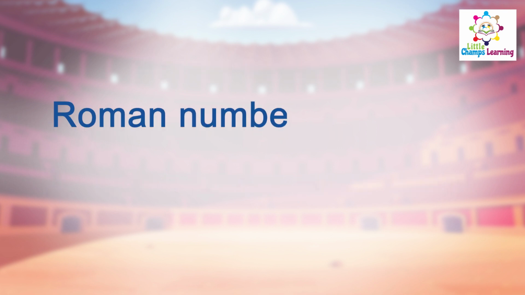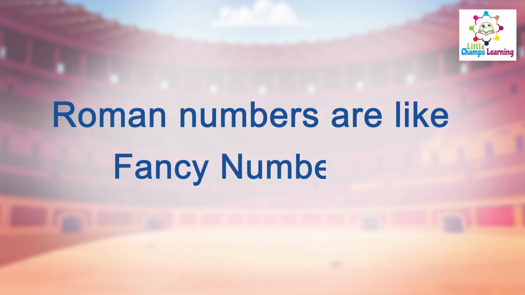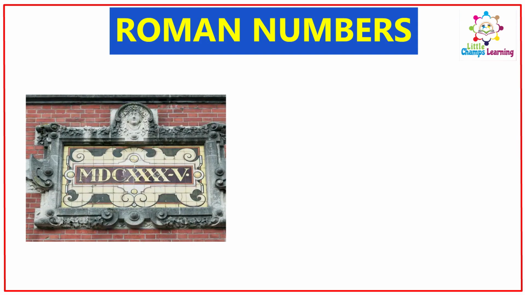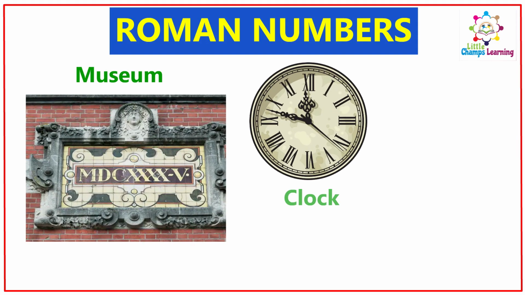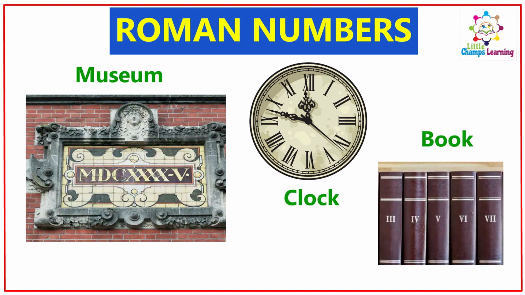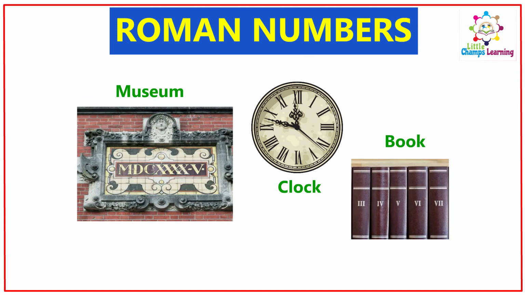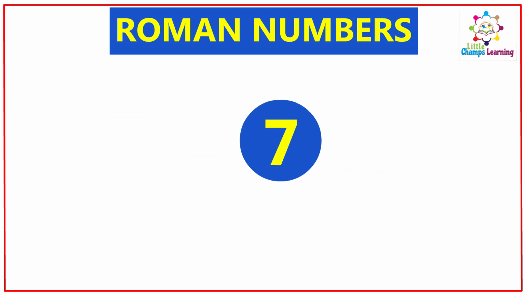So Roman numbers are basically, you can say, fancy numbers. You may see them in museums, on analog clocks, in books, or at many other places. Now, there are 7 symbols which make up the whole Roman system. So let's learn what those are.